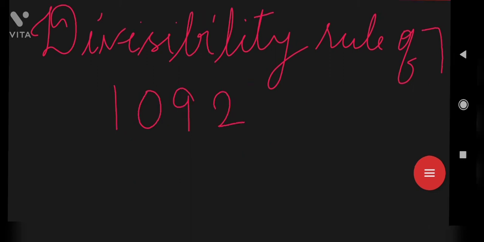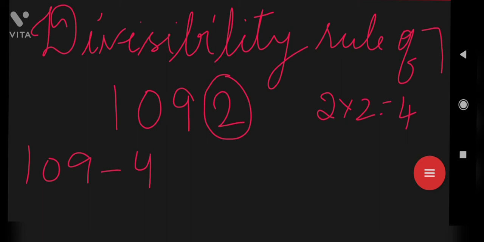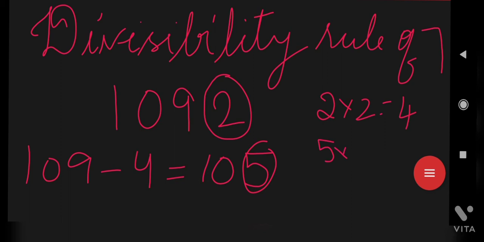For example, we have taken the number 1092. First we have to remove the last digit and double it. So 2 into 2 will be 4. So 109 minus 4 will be 105. Again it is a 3-digit number, so take this number, remove the last digit and double it again. So 5 into 2 is equal to 10. Now 10 minus 10 is equal to 0. As I told you, if we get 0 or a recognizable multiple of 7, then it is divisible by 7.